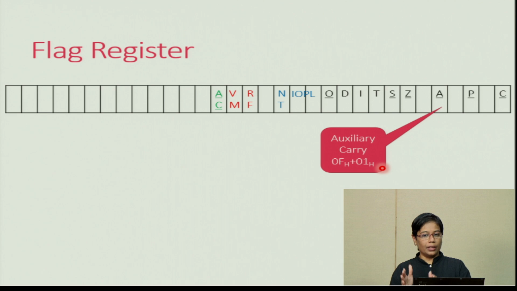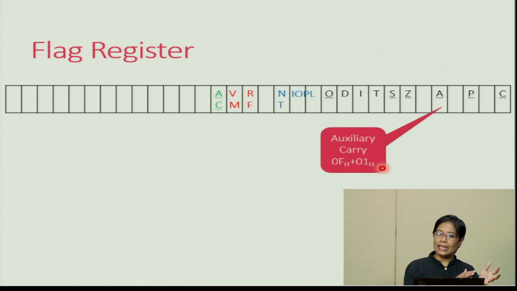The lower nibble, whenever you're adding it, if there is a carry, then the auxiliary carry flag is going to be set. The upper nibble of course will affect directly the carry flag. The lower nibble will be affecting the auxiliary carry flag. This is a flag which we will not use very frequently, but we will make use of it whenever we are doing BCD operations. So when we come to BCD instructions, we will have a look at how the auxiliary carry flag behaves in much more detail.